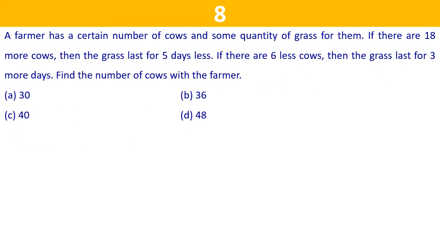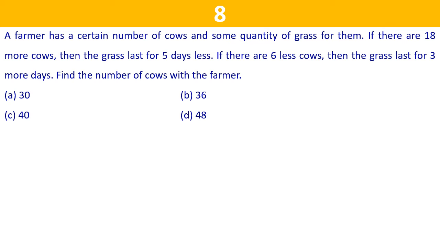Problem number 8. This type of question is very commonly asked in your competitive exams. What is said? A farmer has a certain number of cows and some quantity of grass for them. If there are 18 more cows then the grass lasts for 5 days less. If there are 6 cows less, then the grass lasts for 3 more days. Find the number of cows with the farmer.